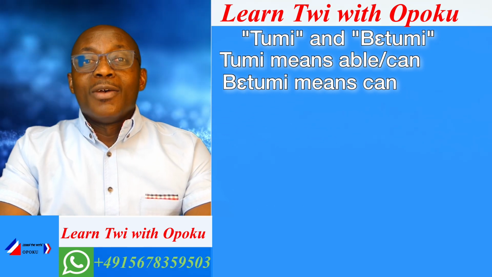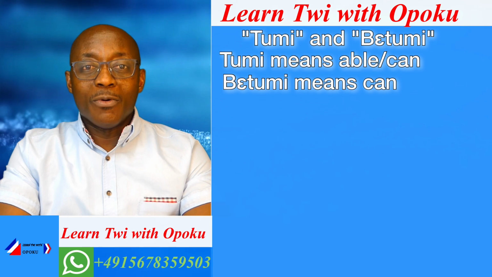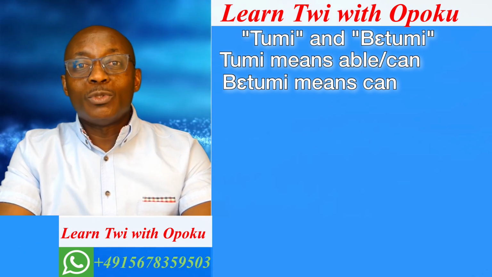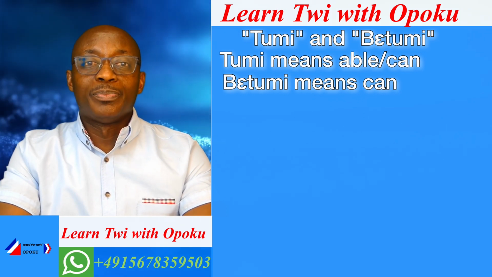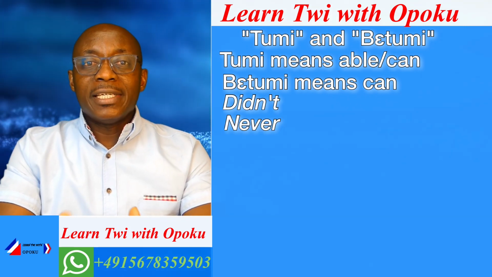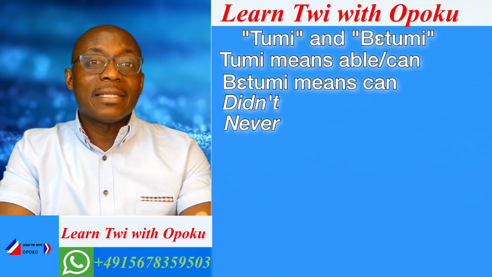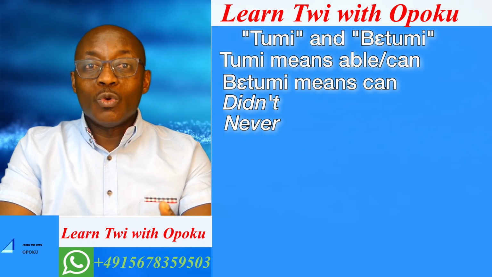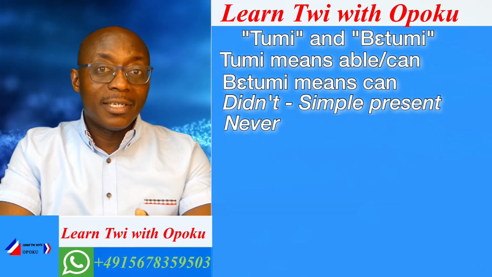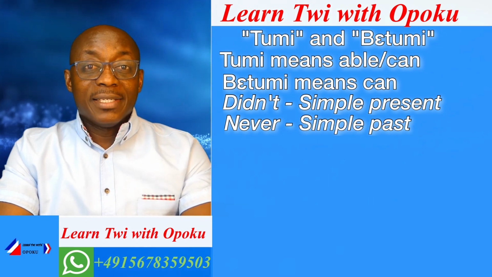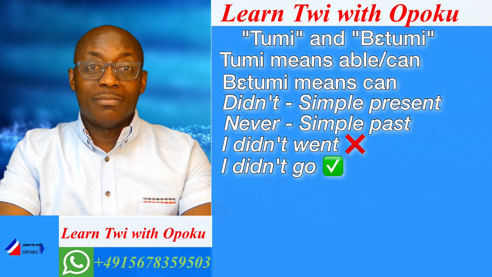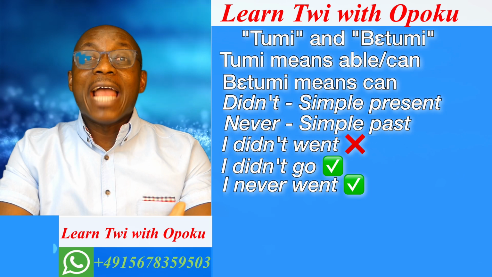The point is, when you use Tumi, which means can or able, the verb should be in a different form, whilst when you use Bɛtumi, the verb should also be in a different form. In fact, the two auxiliary verbs behave like didn't and never. If you are using didn't, the verb should be in what? Simple present, isn't it? And if you are using never, then the verb should be in what? Simple past. For instance, you cannot say I didn't went, but you have to say I did not go. I didn't go. Or you say I never went.